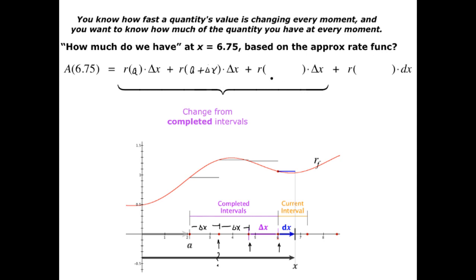Okay, in the third interval, what X value do we need to get the rate we want? We're talking about this X value right here. It gets us the rate that we want. What should it be? She wants A plus 2 delta X. Agree? Current interval, in this case, the X value is A plus 3 delta X.